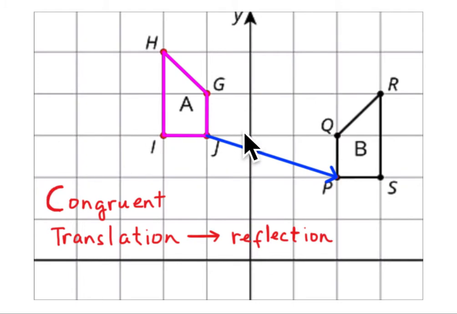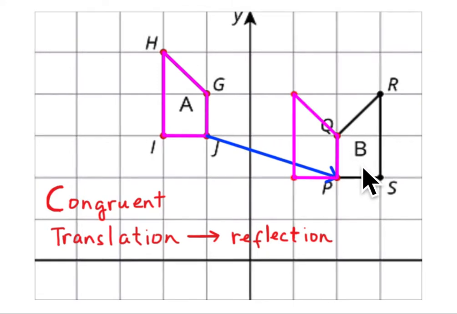All right. The next pair, image A is congruent to image B. So you can translate image A down to here so where it lines up. So JG lines up with PQ. So if you translate this down 1 unit and over 3 units, and then reflect over this line of reflection, which is right here, image A will map to image B, so it is congruent.